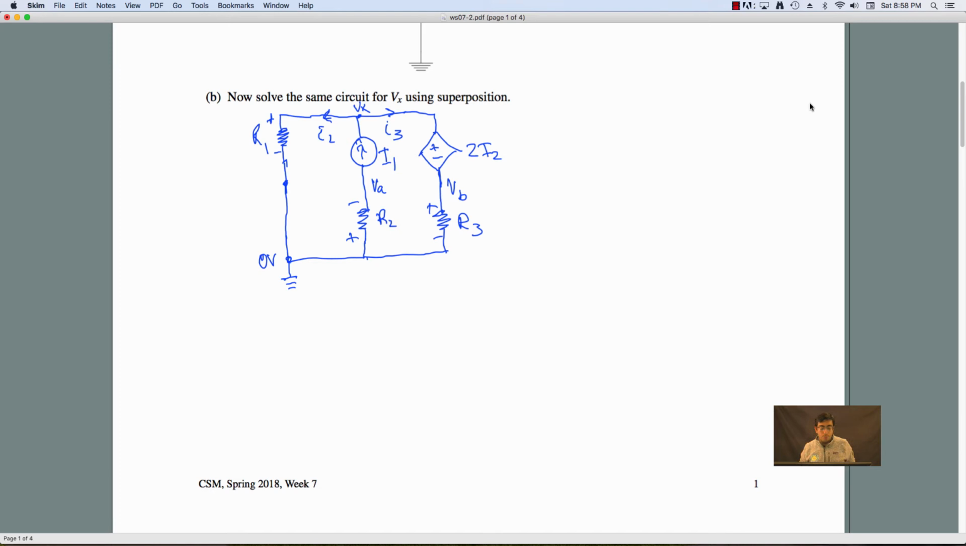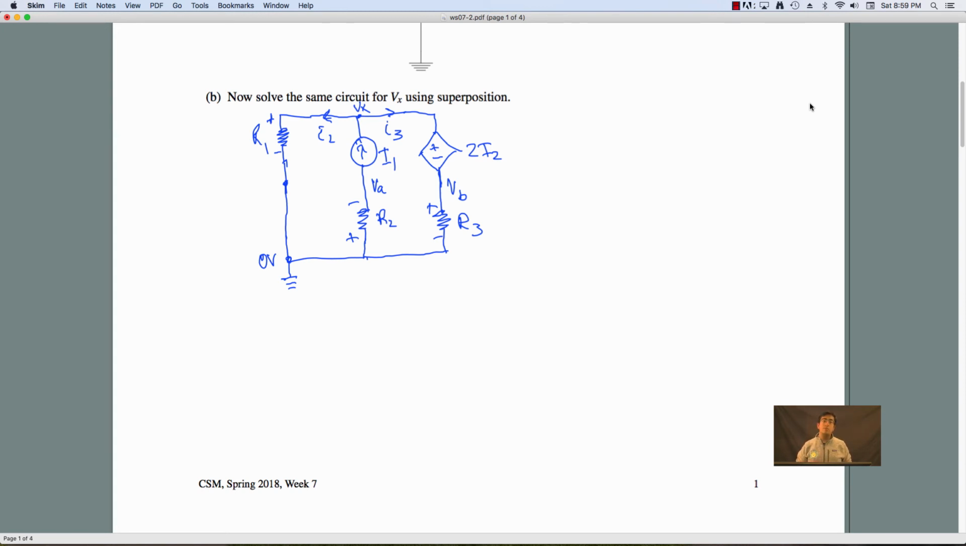Alright, so we have done the first step of the superposition, which is nulling out the current source and keeping our voltage source. And now what we're going to do is the other way around, where we null out our voltage source and keep our current source and then solve for Vx. And the way we null out a voltage source, just to remind you, is by replacing it with a wire.